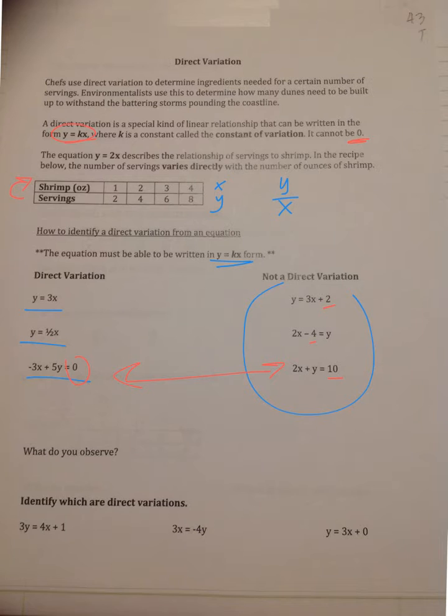The thing is, the 0 can go away. If we wanted to take negative 3x plus 5y equals 0 and put it in y equals kx form, all you would have to do is add 3x to both sides, and you would have 5y equals 3x, and then y equals 3/5 x. That 0's gone. If you try to do that over here and move this 2x over here, you're going to get negative 2x plus 10. That number is not going away.